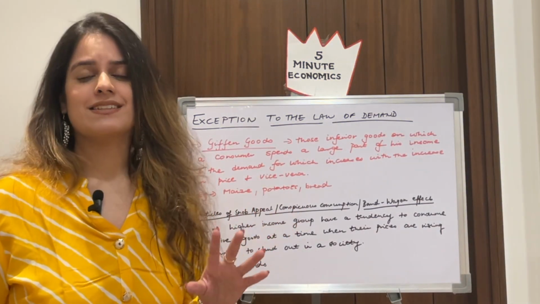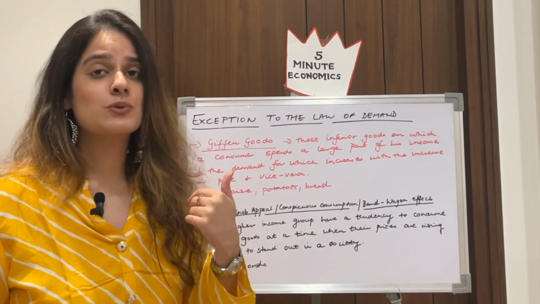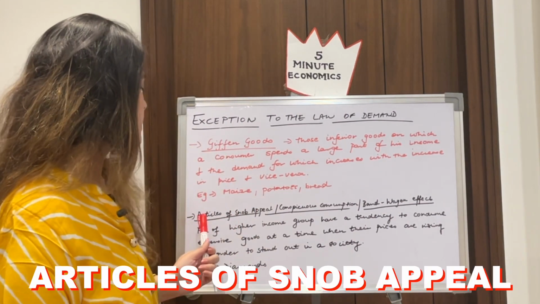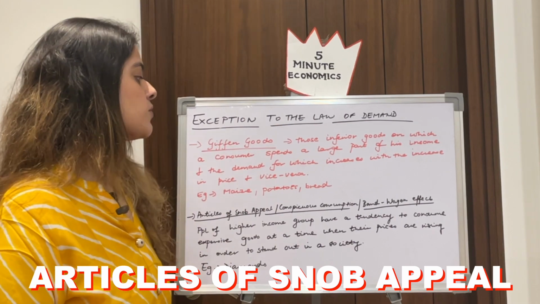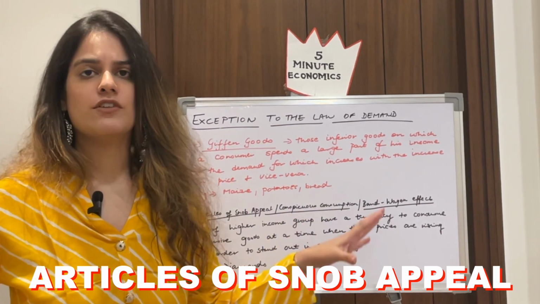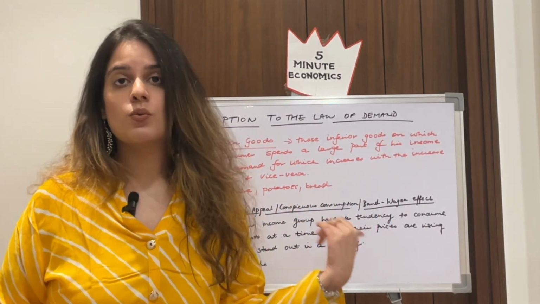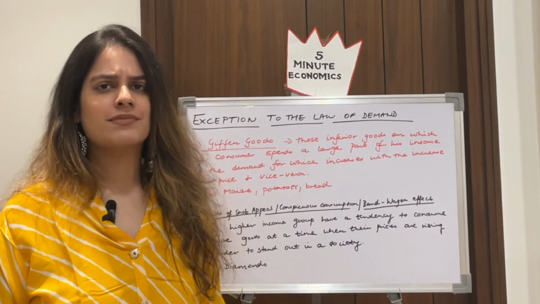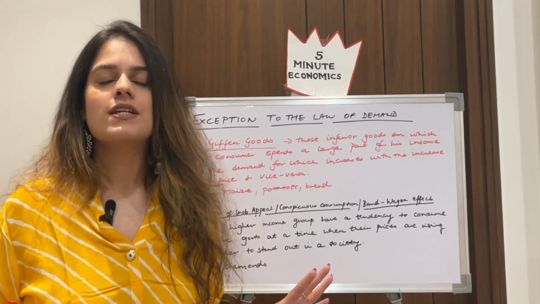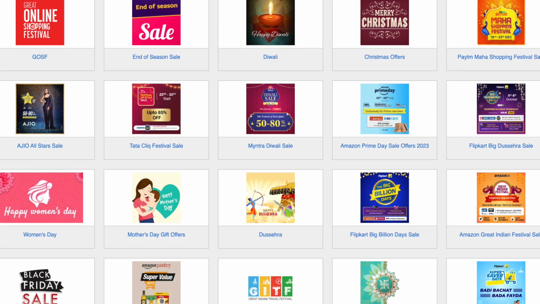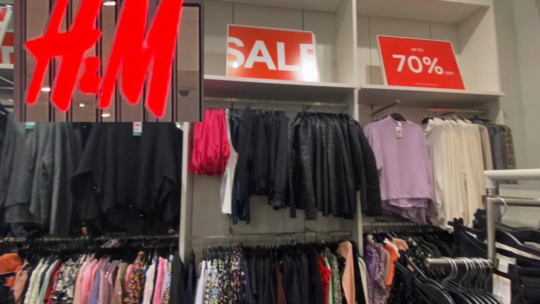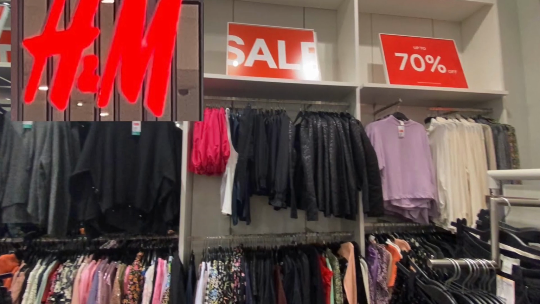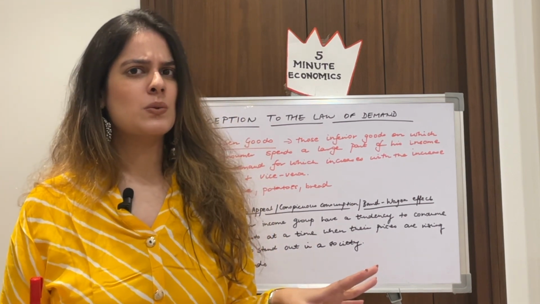Next, a very interesting example. This is one of my favorite examples to study and to explain as well. This is known as articles of snob appeal, conspicuous consumption, and the bandwagon effect. Before I explain exactly what this is, let me ask you a question. Most of us love sales, don't you think so? I too love sales. I will go to Zara and H&M for shopping whenever there are sales. We all do that. But there are some people who don't like sales.